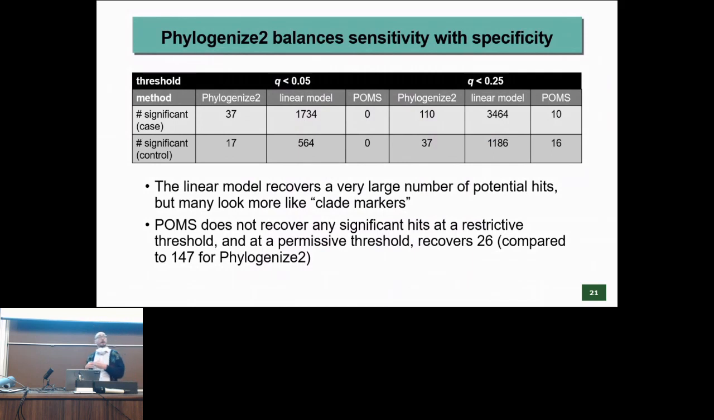If you compare that to the linear model, it finds tons of associations, but most of these appear to be spurious, right? Most of these appear to just be essentially clade markers, and I'll show you an example of that on the next slide. And when we compared to this other method, POMS, it seems that POMS didn't really recover any significant hits at a more restrictive false discovery rate threshold. Even if we loosen up this threshold, it doesn't seem to recover as much as phylogenize. So we think this is because we're balancing sensitivity with specificity here. And I'll show you some examples of our top hits.